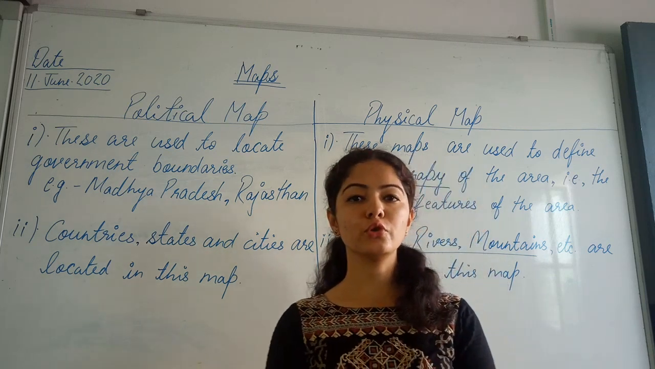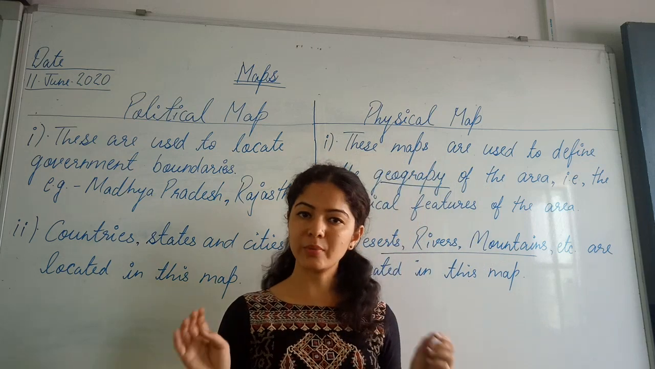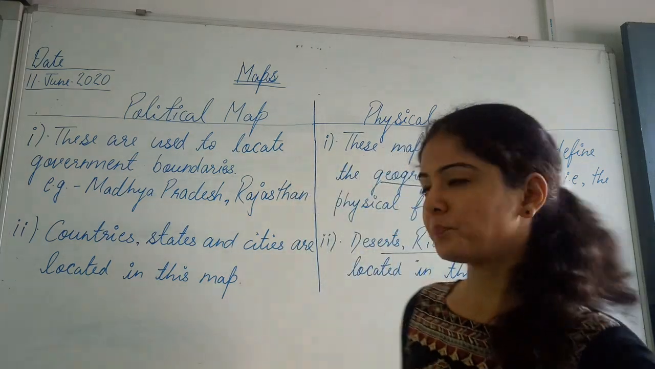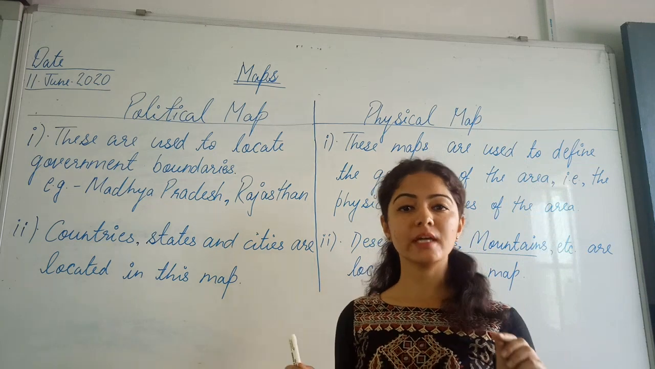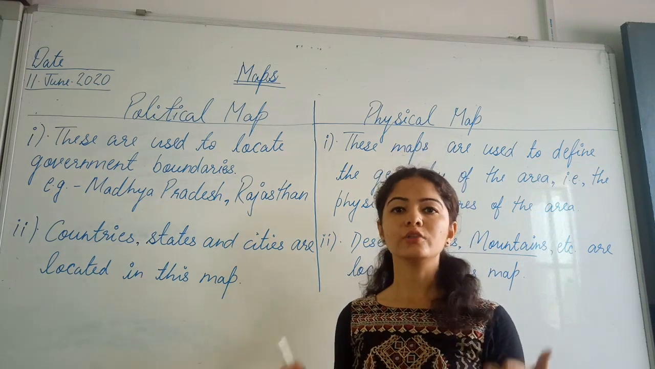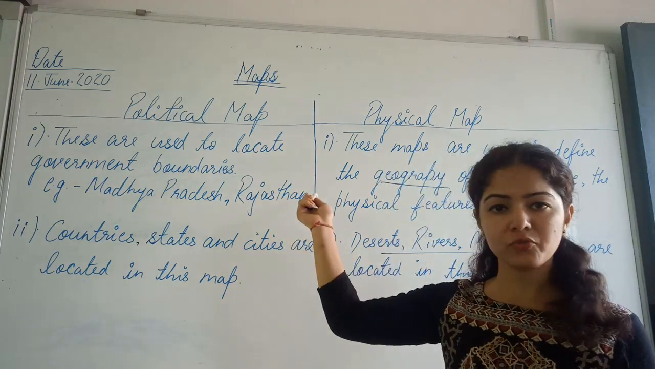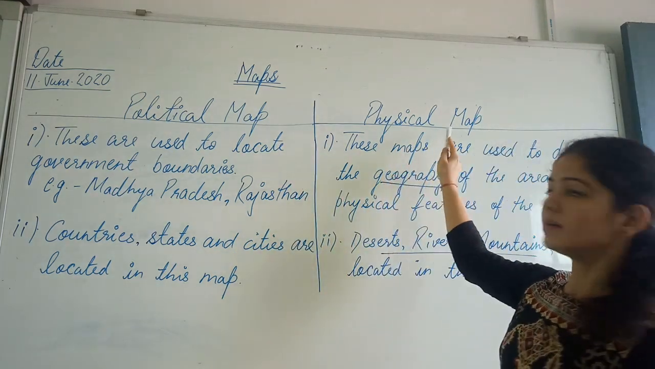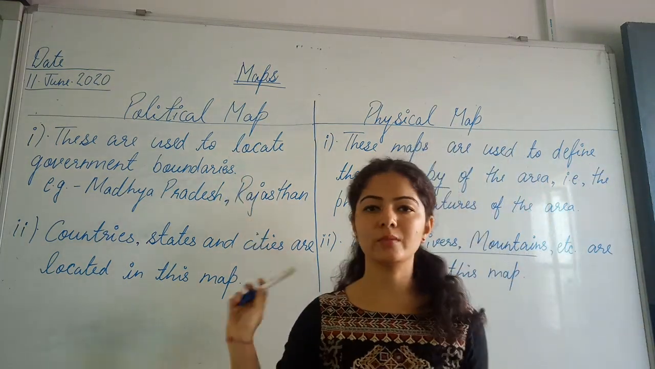Maps are used to locate different types of places, the regions or the cities in a particular region. We have two types of maps to locate different types of places on the basis of different categories. The two types of maps are the political map and the physical map. First of all, we are going to study the political maps.